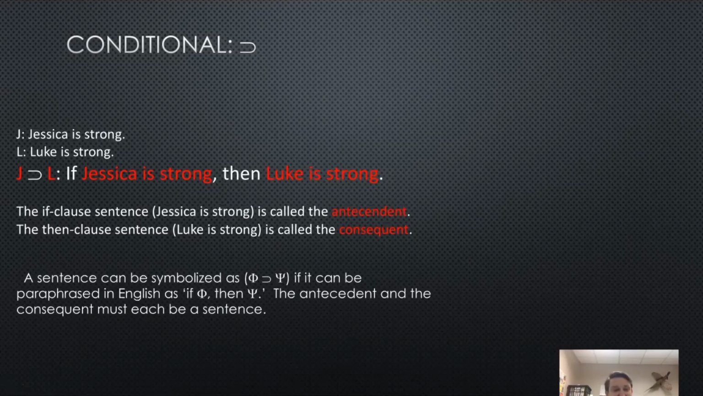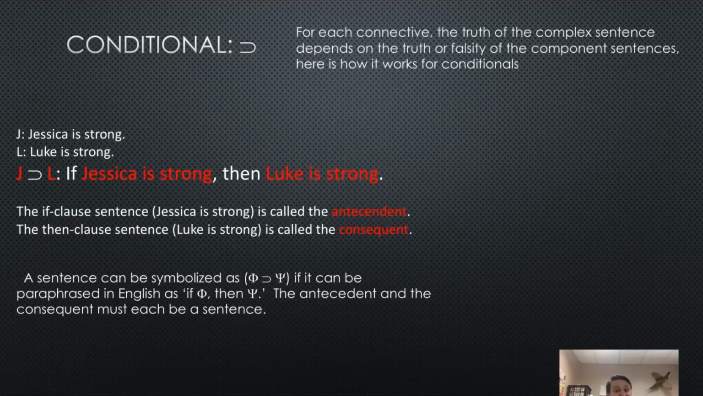But this isn't telling us that the antecedent has to be true if the conditional is. It has a certain directionality to it. So a sentence can be symbolized as psi, if, then, phi. And remember, we're using these to stand in for sentence letters that we might use when we're constructing or translating a sentence. So a sentence can be symbolized as if phi, then psi, if it can be paraphrased in English as if phi, then psi. And the antecedent and the consequent must each themselves be a sentence.